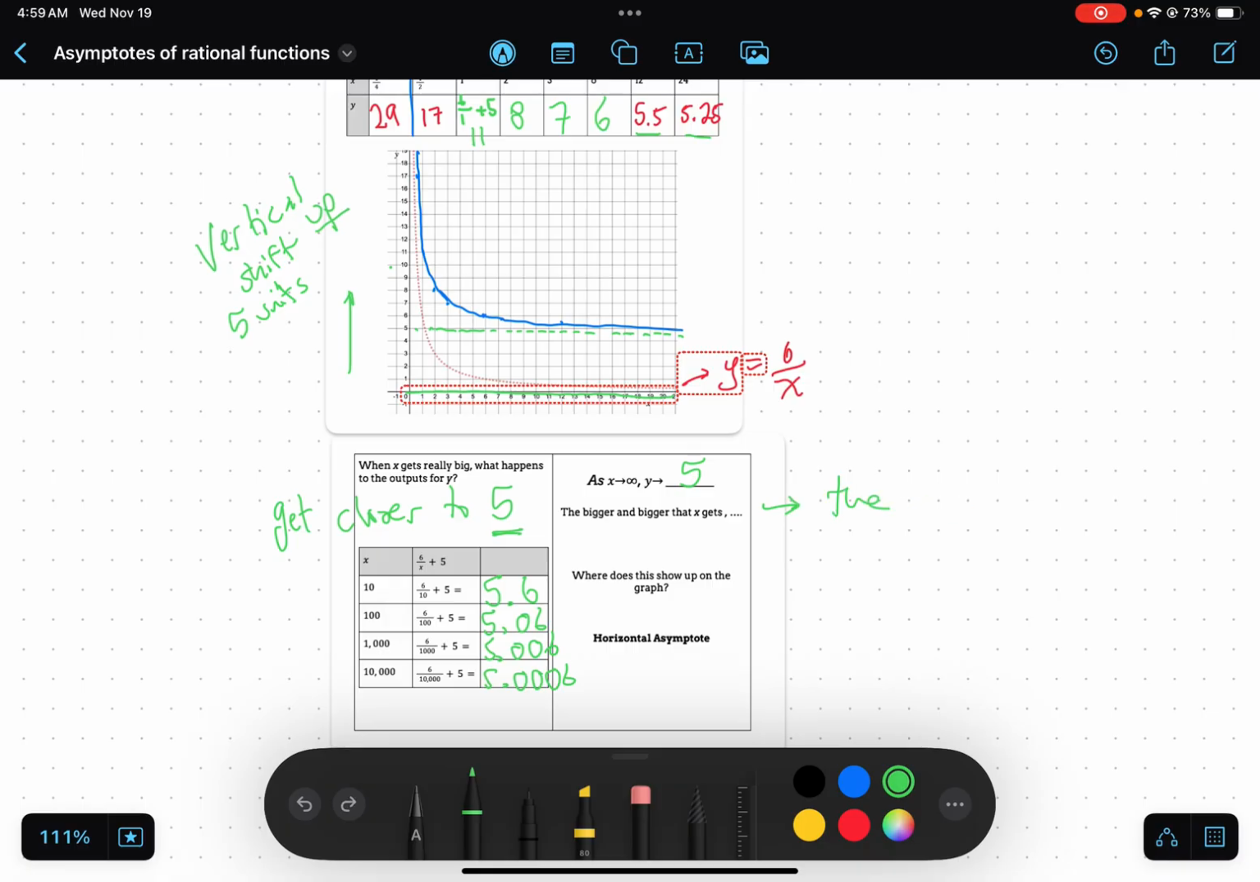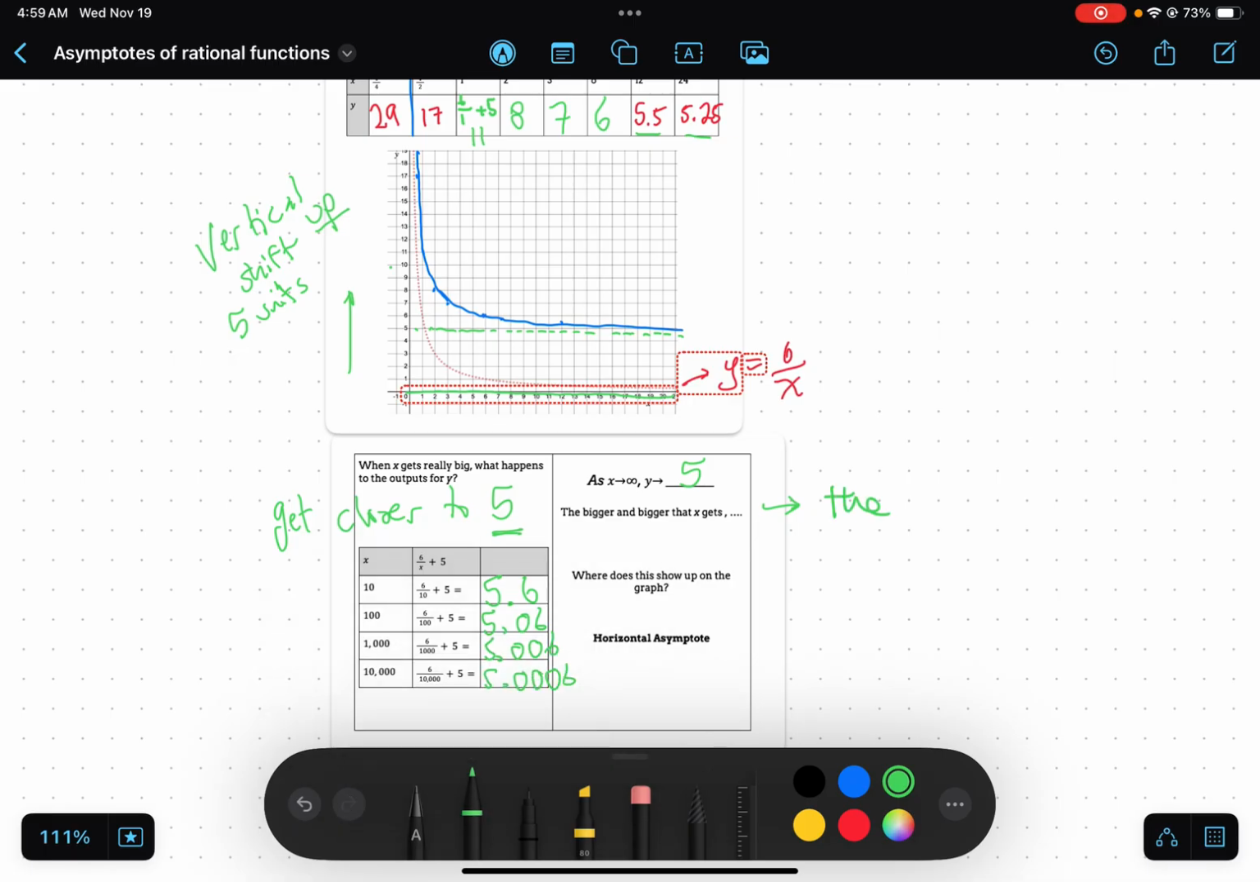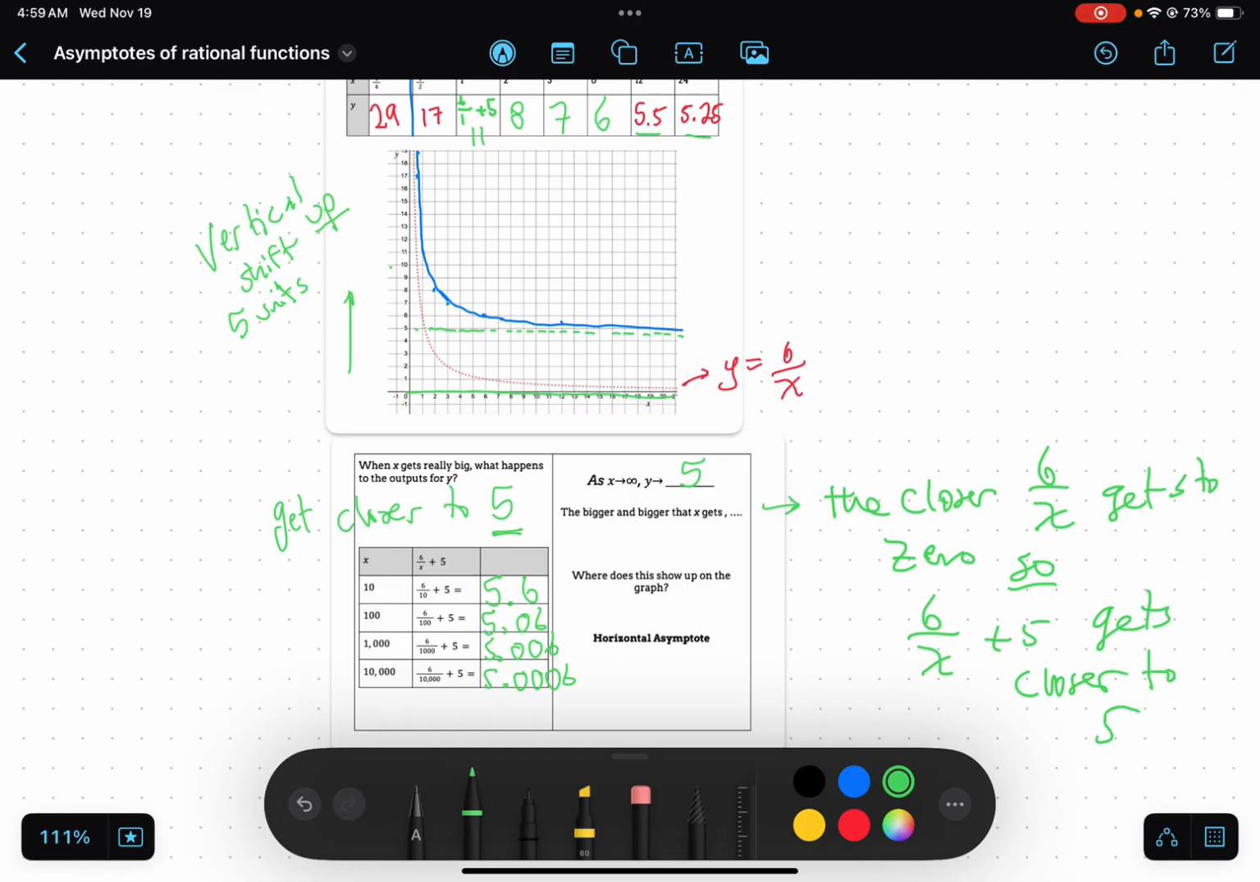So the bigger and bigger that x gets, let's really work through this. When x gets bigger, what happens? The closer 6 divided by x gets to 0. So 6 divided by x plus 5 gets closer to 5. So where does it show up on the graph? It shows up by this little horizontal line right here that our graph is going to get closer and closer to, which is the horizontal asymptote. And in this case, my horizontal asymptote is y equals 5.